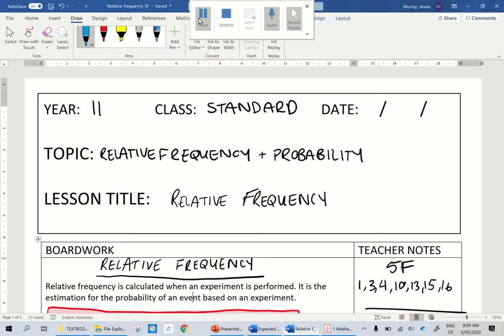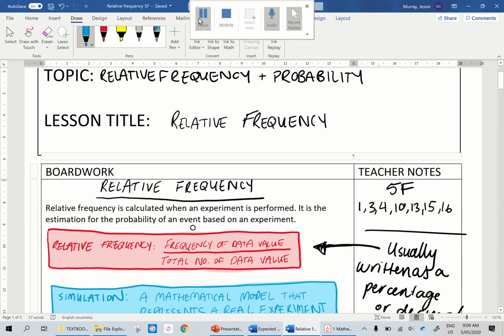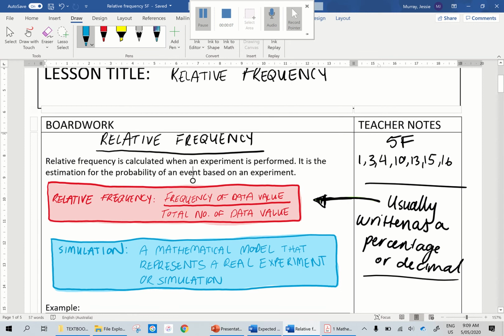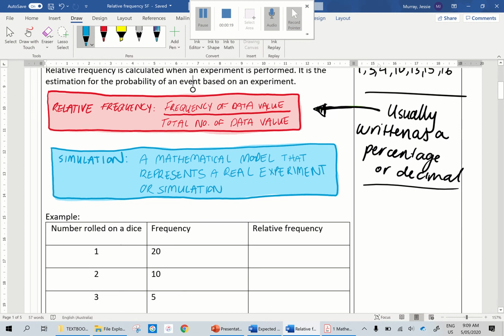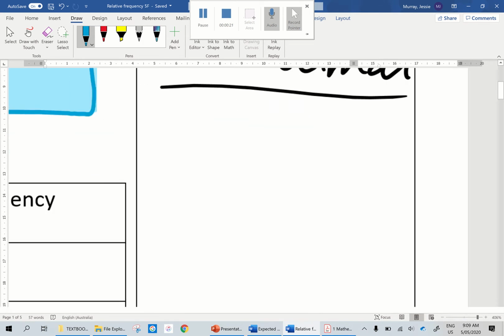All right, relative frequency, 5F. So the relative frequency is calculated when an experiment is performed. It is the estimation of the probability of the event based on the experiment. Okay, so before we go any further, let's just think about something for a second.